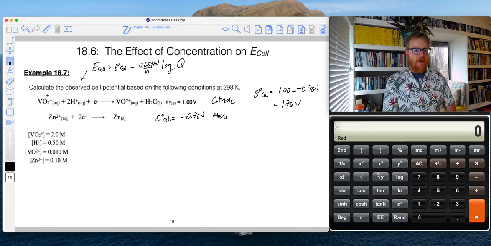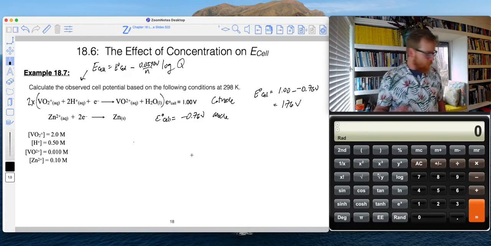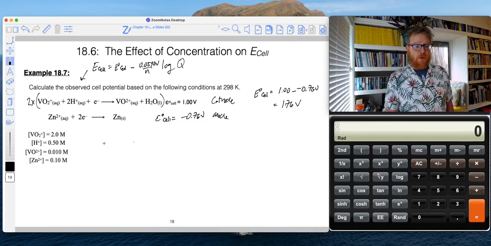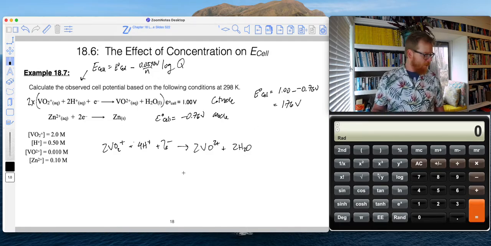So I'm going to write this one, and we can see right away that I'm going to need to multiply this by 2 because I had 2 electrons being transferred in the zinc reaction and only 1 in this vanadium oxide half reaction. So I'm automatically going to multiply that by 2. So that becomes 2 VO2 plus 4 H plus 2 electrons. And that makes 2 vanadium oxides plus 2 H2O. And I'll just drop the phases for now.